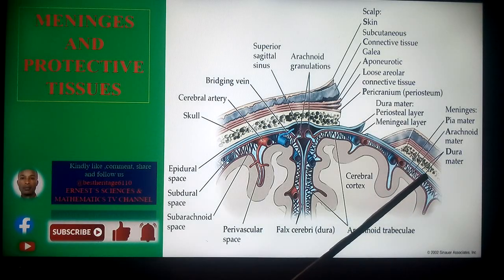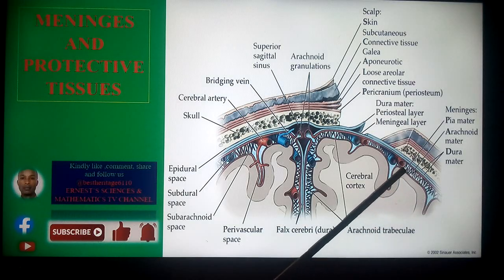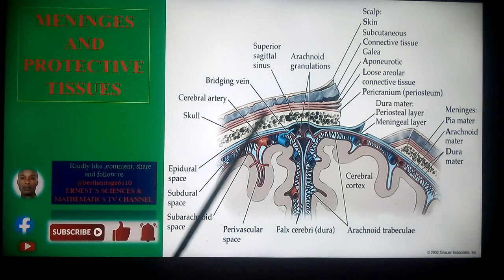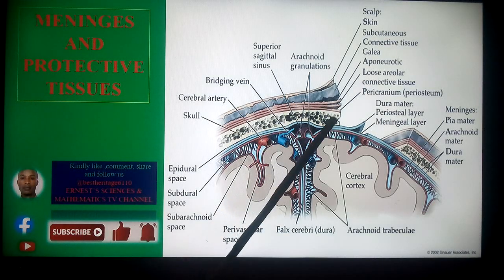We mentioned that an extension of this layer follows the brain into every section it goes into, and that includes the arachnoid and other sections that we have seen. The cerebral arteries and the bridging veins found around this place play a complementary role in nourishing different regions of the brain, as we have just mentioned. This is a summary of this section of the brain and the protective tissues found around it, and we shall be mentioning their various functions as we come across them in our various videos and discussions.